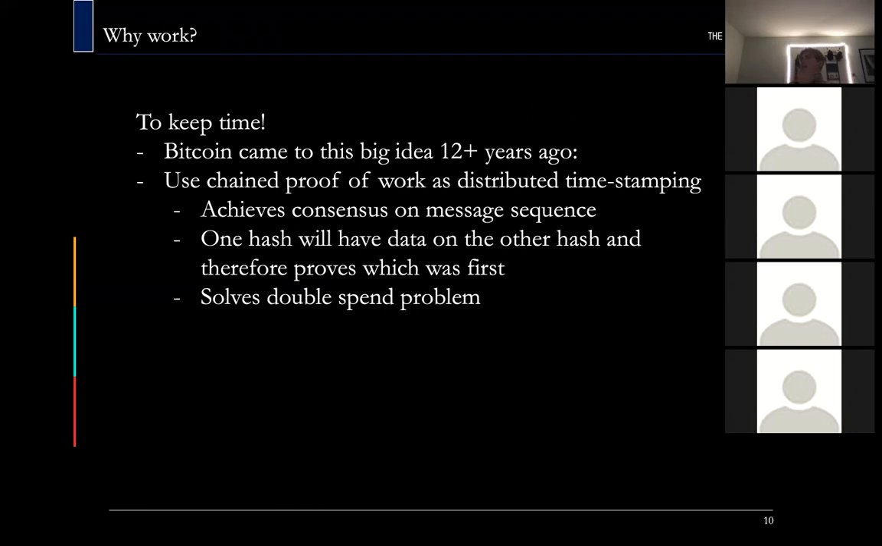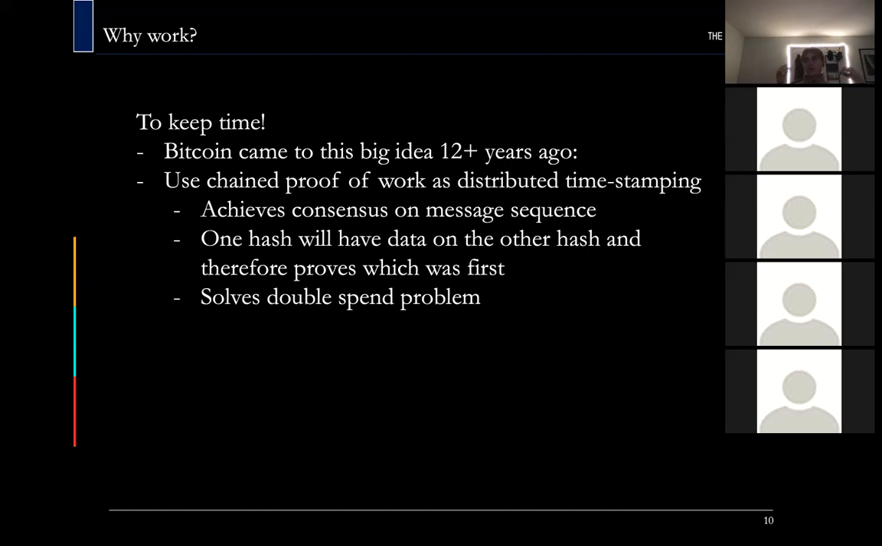Okay, so this is a question that is always asked: why do work? What is the point of doing all of this, answering all these math equations? You answer these math equations, what is it actually doing? So the whole purpose of it is to keep time. And you hear people always say blockchain is ledgers, and a ledger is just a big long chain of timestamps. So Bitcoin came to this idea 12 plus years ago, and it is to use chained proof of work as distributed timestamping. This is kind of what I'm talking about, how I said consensus cryptography was around since the 80s, but this idea of creating a chain is new just to Bitcoin.